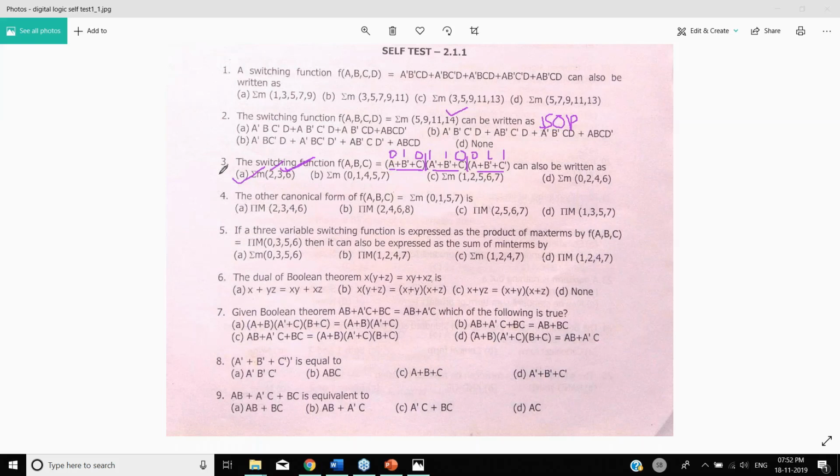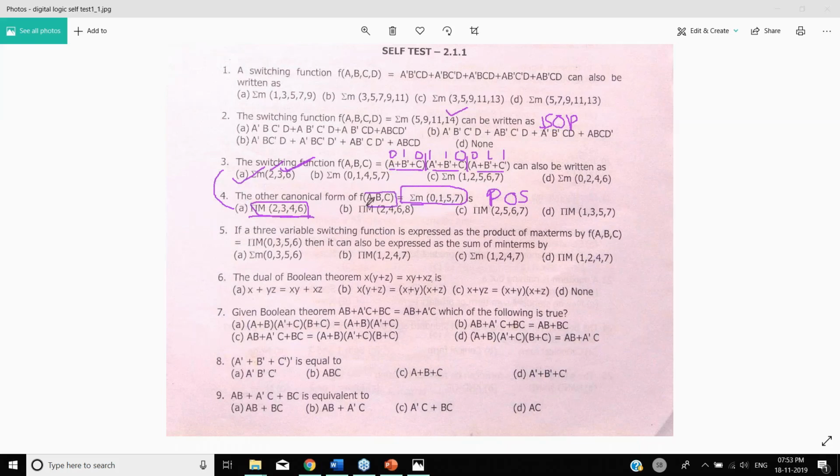Now, this is the reverse of the third. The max terms are given. You're supposed to find out its product of sum format. Here min terms are given. Sum m, this symbol is for min term. So the positional values of the min terms are given, and you are supposed to find out its corresponding max term.